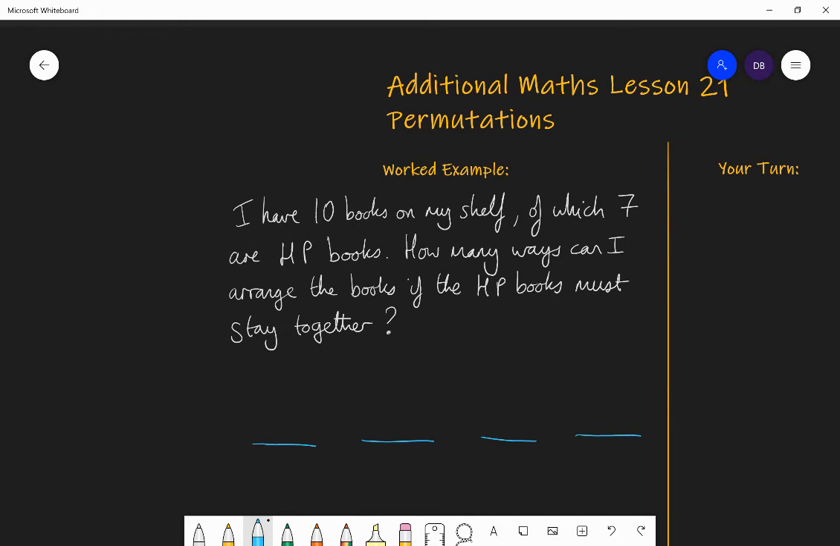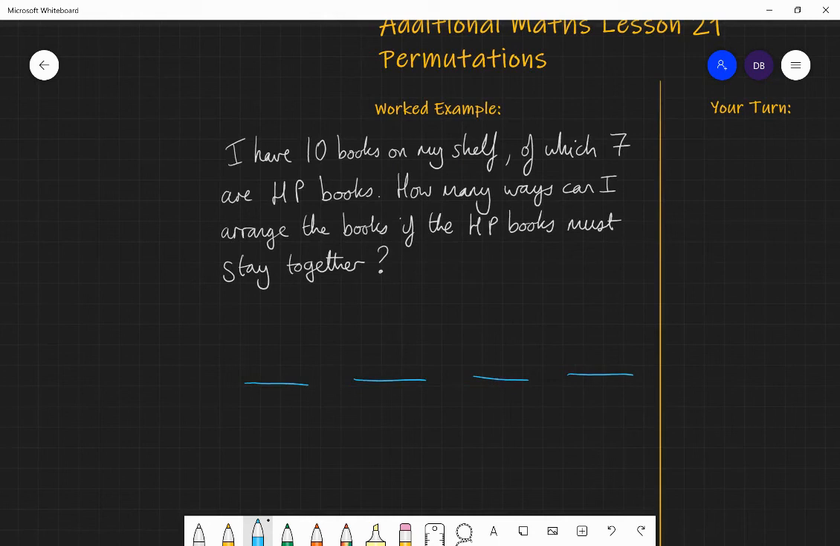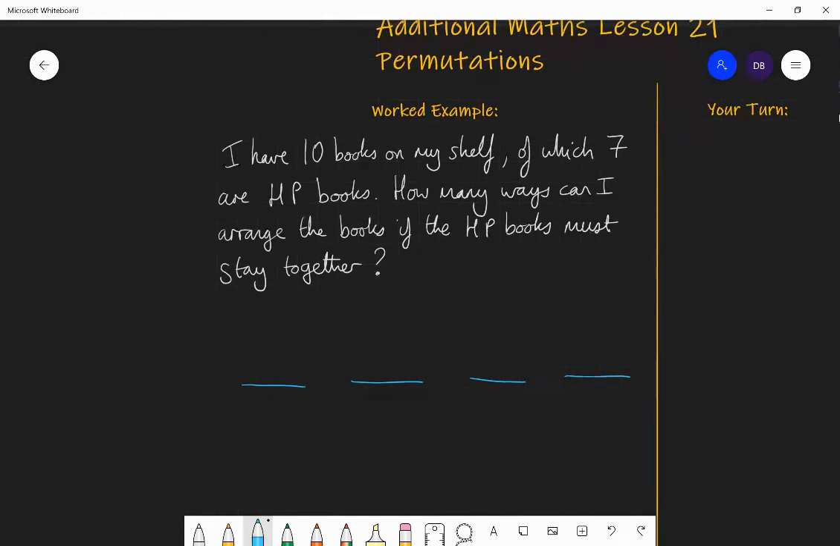4 units can be arranged in 4 factorial ways, because you have 4 choices for the unit on the left, 3 choices for the next unit, 2 choices for the next unit, and then you slot the last unit in. So there are 4 factorial ways in which we can arrange these 4 units. However, that's 4 factorial for the 4 units.